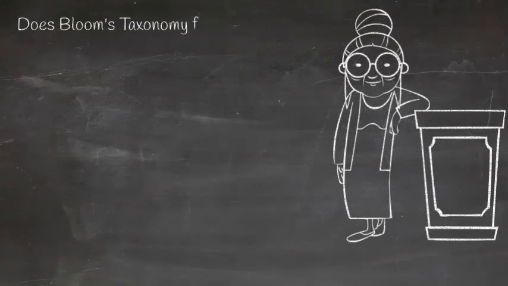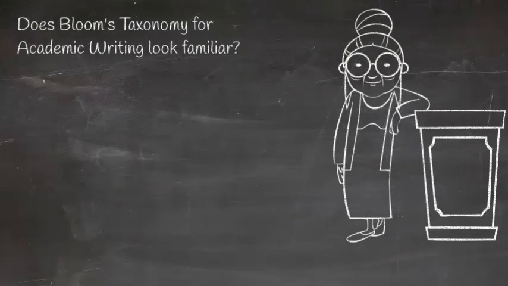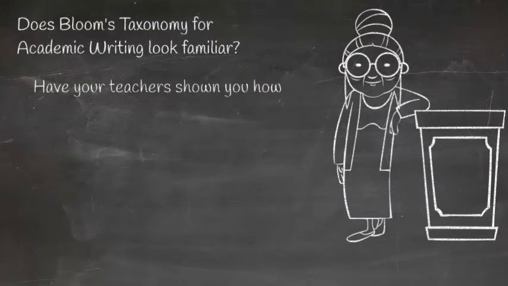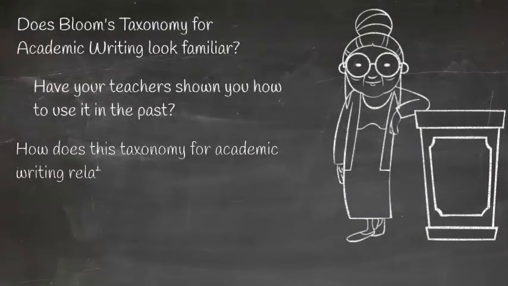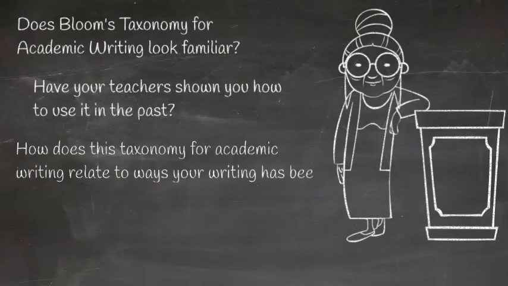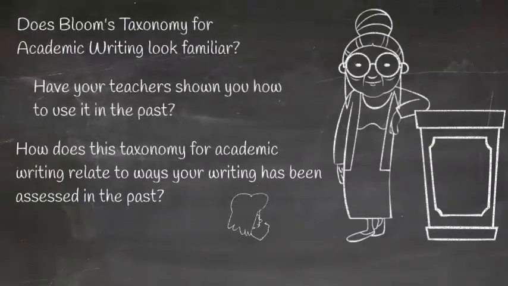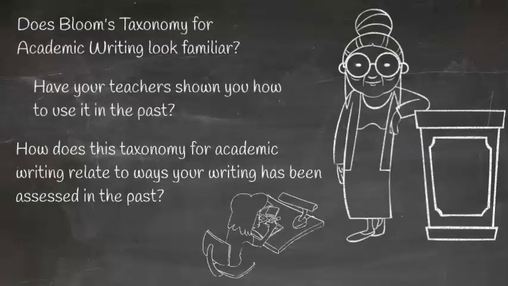Does Bloom's taxonomy for academic writing look familiar? Have your teachers shown you how to use it in the past? How does this taxonomy for academic writing relate to ways your writing has been assessed in the past? Spend a few minutes writing out a comparison of this taxonomy with other ways your teachers may have explained how to assess academic writing. If you are familiar with it already, write out how you have learned to apply it to your writing. You will discuss this with your writing instructor.